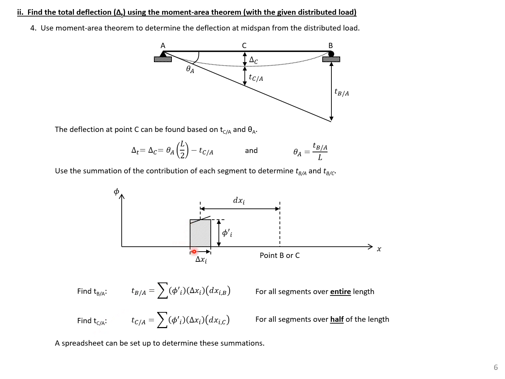So our area of the segment is going to be the width of the segment times the average curvature in that segment, and the distance component for the segment is going to be between the center of the segment and point B or C, depending on if we're looking for t sub B over A or t sub C over A. So we're going to use these two summations to find our t sub B over A and t sub C over A, and then we can use these to calculate our deflection.